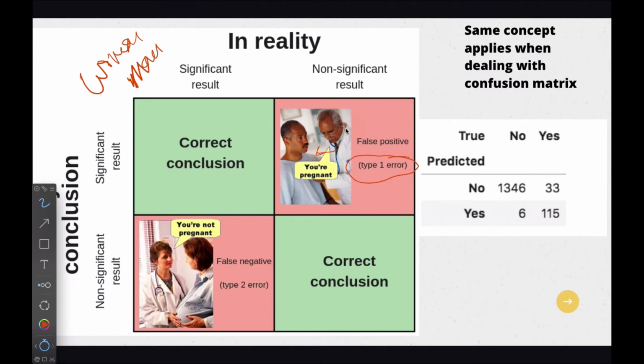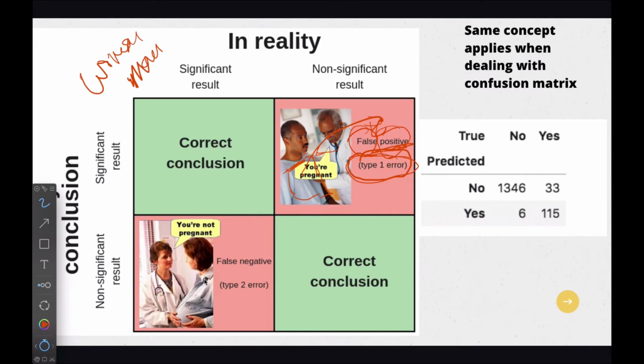That's when the doctor does not have any evidence that the man is pregnant, yet the doctor is saying that the man is pregnant. Pregnancy is a positive thing, but saying a man is pregnant is a false positive. Or alternatively, you can call it a type 1 error.